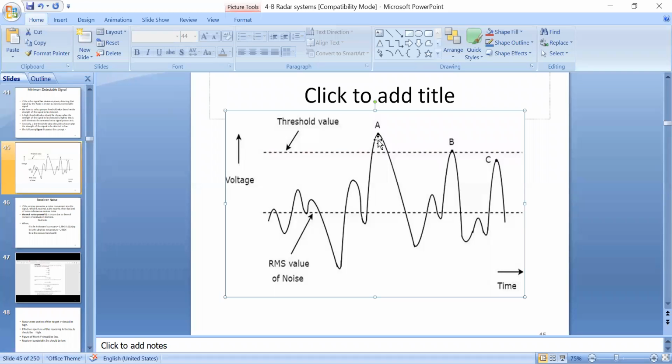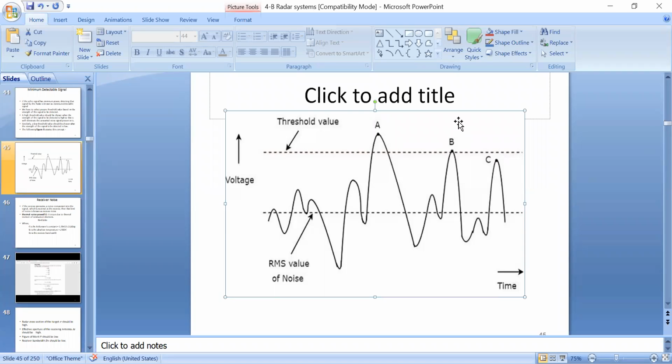Actually, this is called valid detection, where this is an original target and it crosses the threshold level and is identified as a target by the radar system. Okay, this is called valid detection. Where this is not a real target, but because of noise power levels, it reaches the threshold level. So it is identified as target B by the radar system.